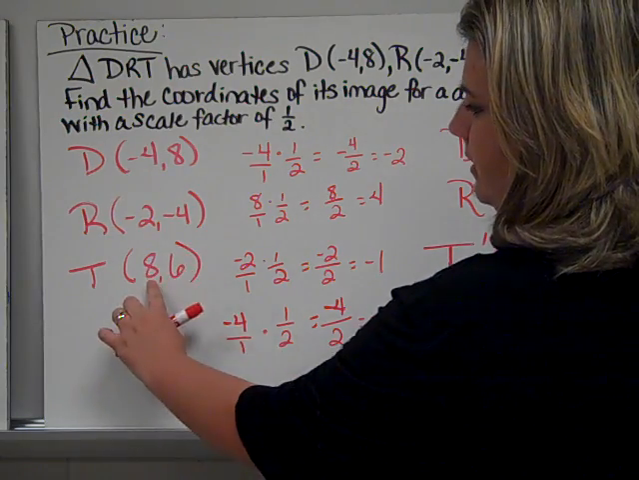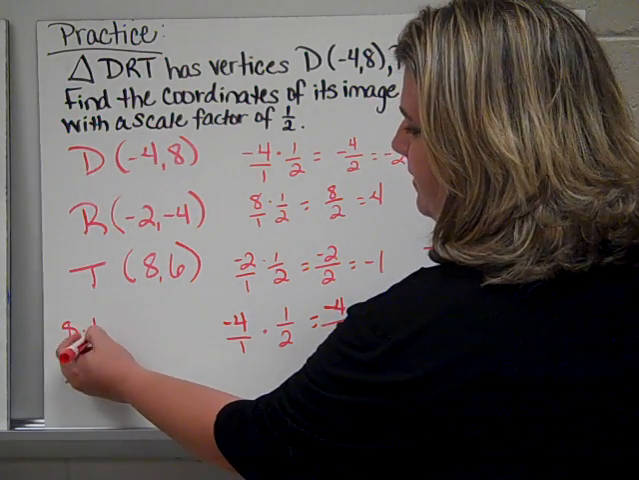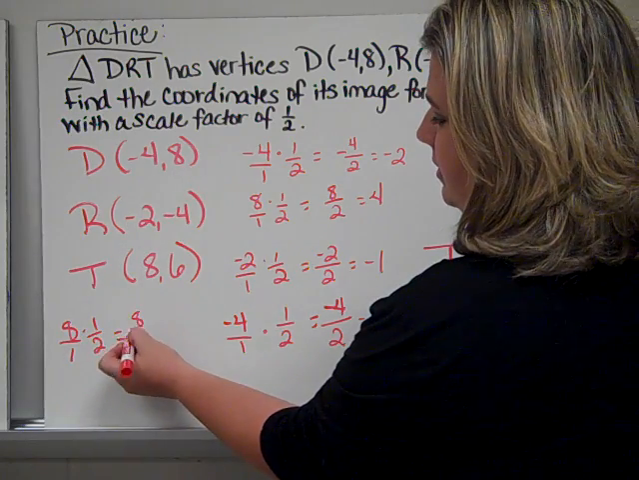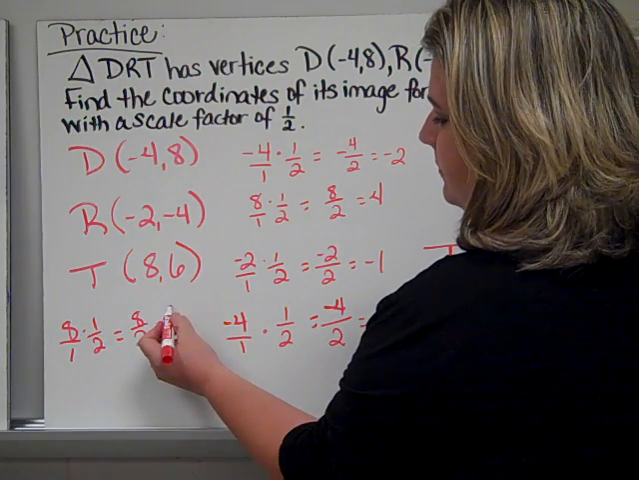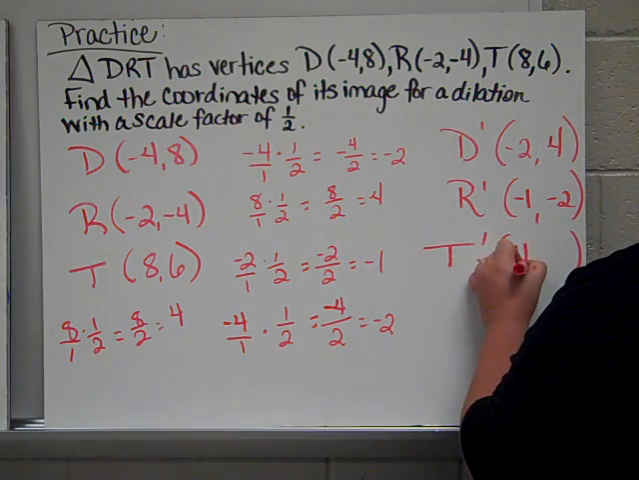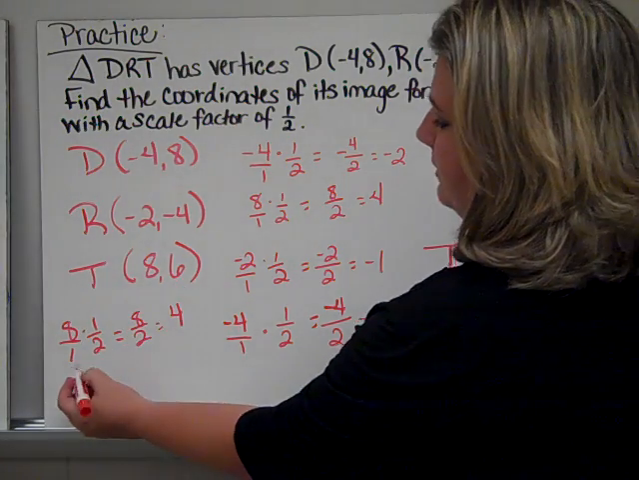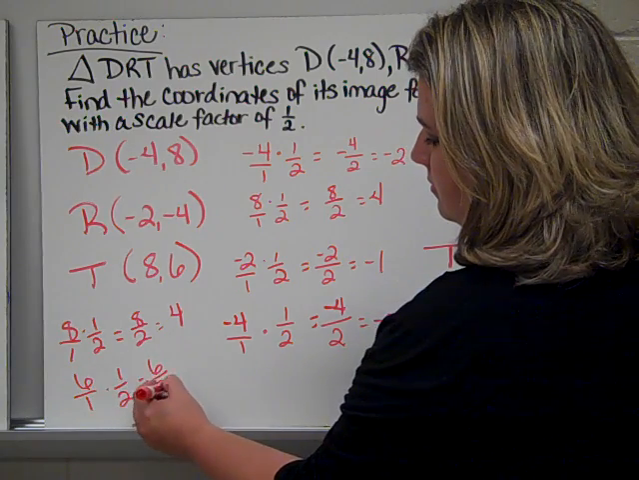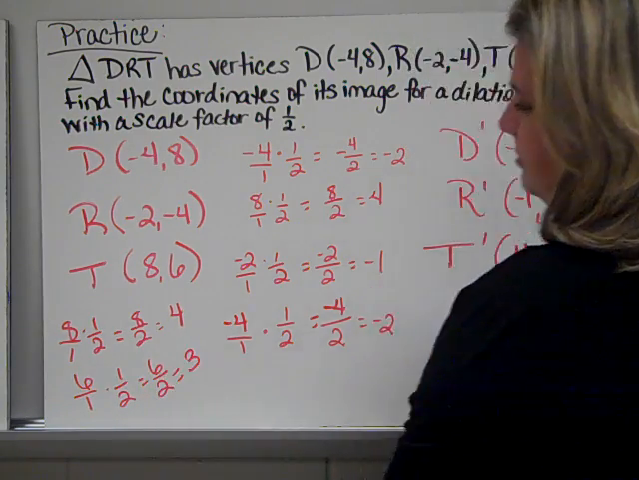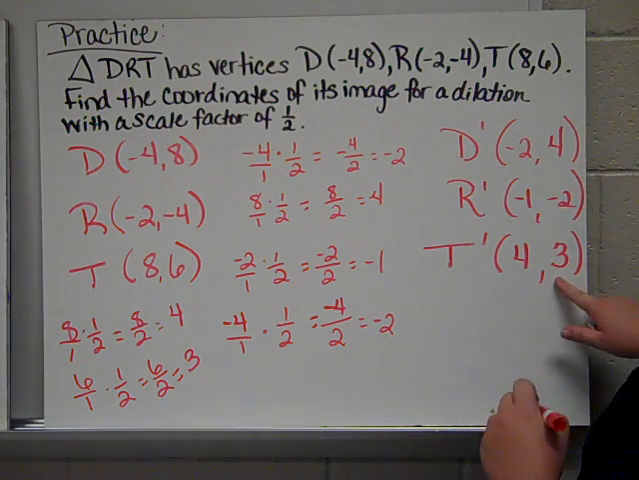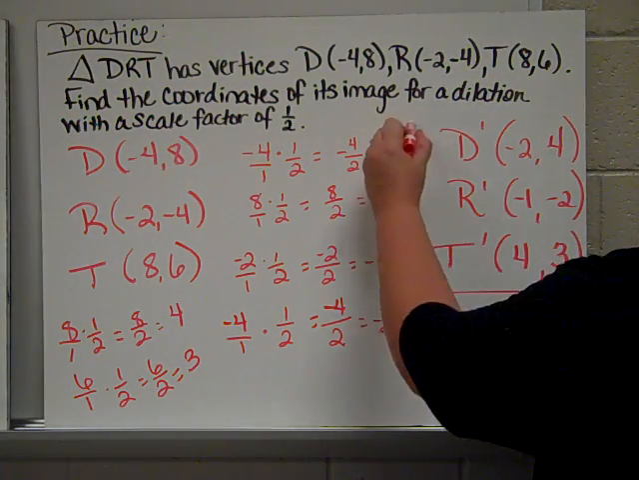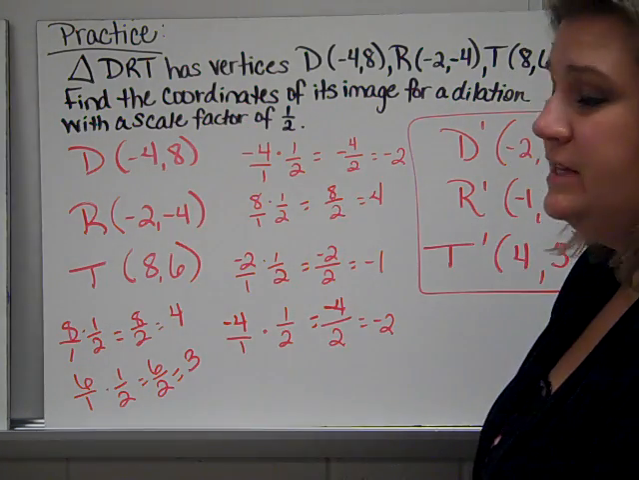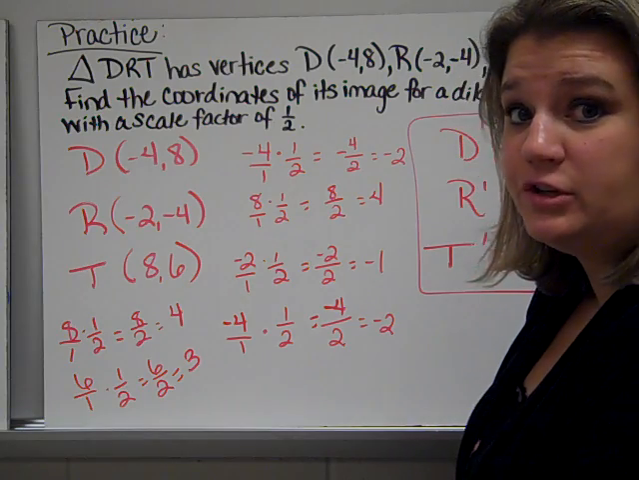Now for T prime. Okay, I'm dealing with 8. Multiply that by half, which we actually did up here, so we'll go ahead and do the work there. So my x is 4. Now we have a 6, and that simplifies to a positive 3. So these are my new coordinates for triangle DRT that has been dilated with a scale factor of 1/2.